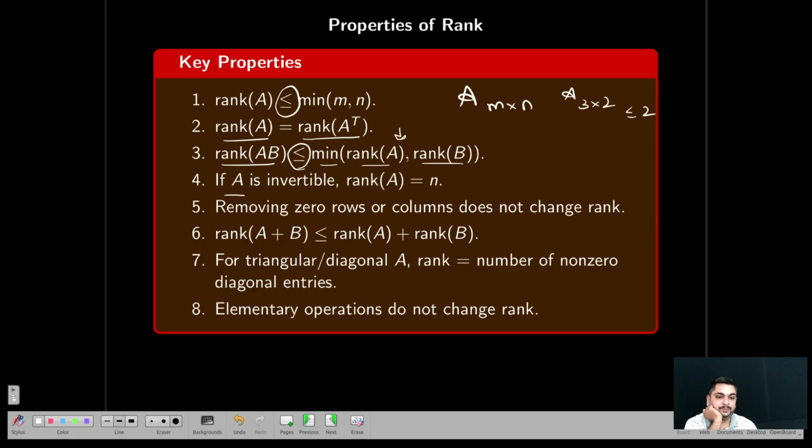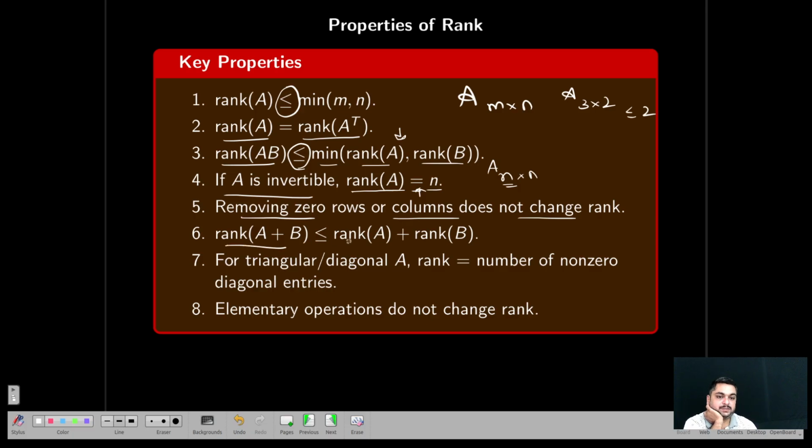If A is invertible, that means it's non-singular. That means you can find an inverse, which also tells you the determinant is not 0. In that matrix, the rank will always be equal to n, because for it to be invertible, it should be a square matrix, n cross n. So it will be equal to n, not less than or equal to. It's only equal to n. Removing zero rows or columns does not change the rank, which comes from your row echelon form.